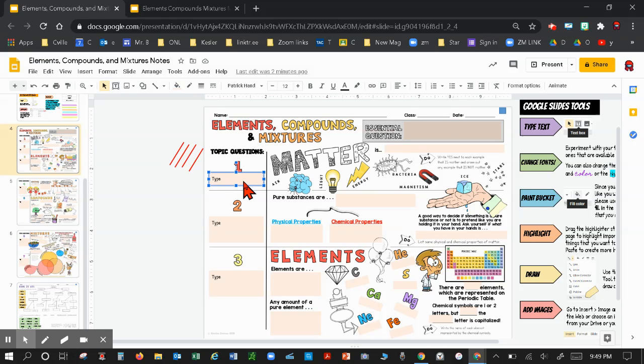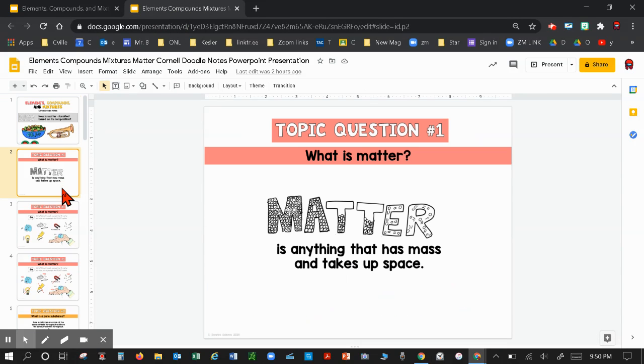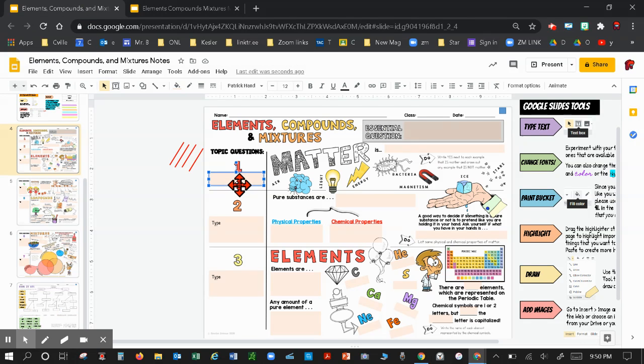Our very first topic question you're going to put in this box. Feel free to go ahead and delete the word type. We can get rid of that and start typing in that box right there. So our first topic question is, what is matter? What is matter? Now, by definition, and once again, you're typing in what is matter, you're going to follow along right up here where it says matter is.